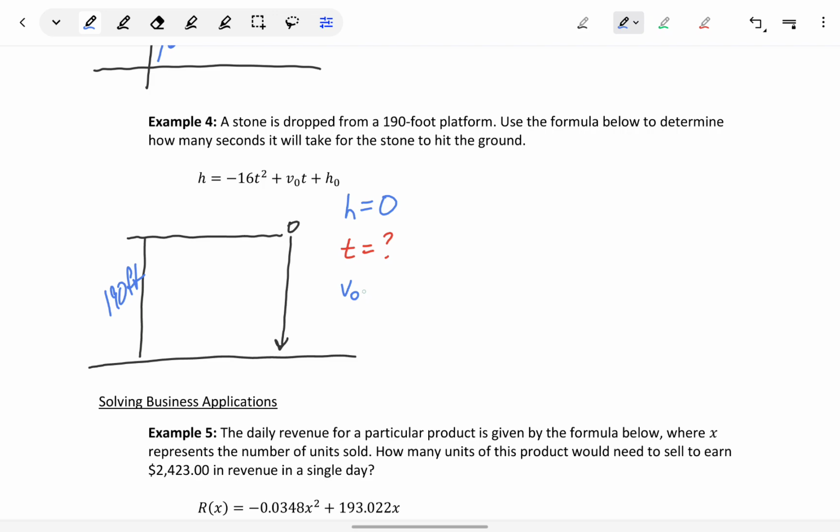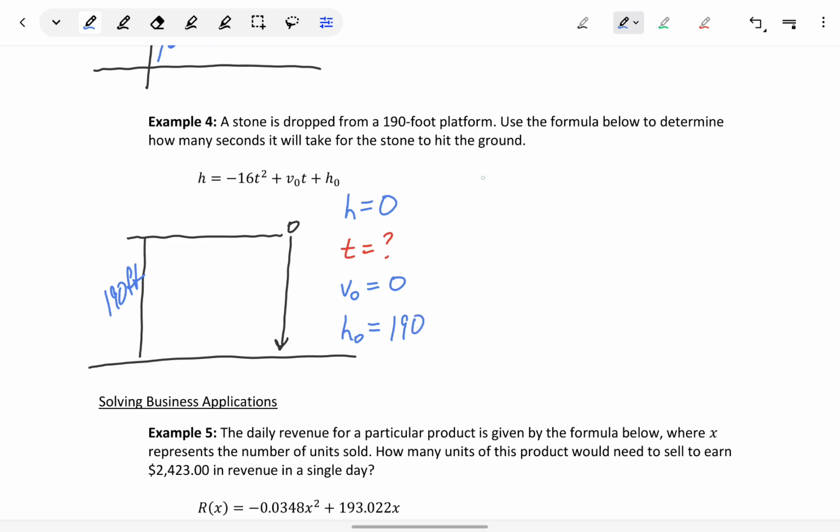We have v naught, or v sub 0, appearing again, which is the initial velocity. If our object is being dropped, not thrown down, then the initial velocity is 0 in this case. If we were throwing it down with a certain amount of force, we'd have some other value there. But we're just starting it from a motionless point and dropping it. And the other piece of information that we have is h sub 0, the initial height, which is the 190 feet that we are above the ground.